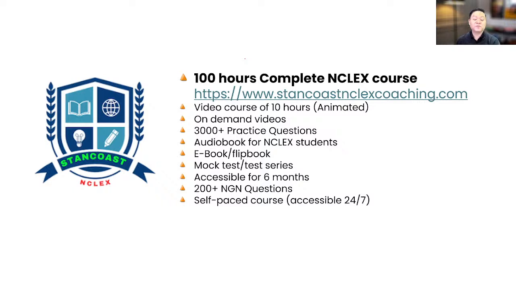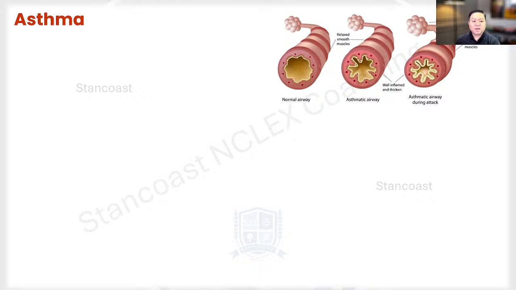Now, we are going to focus today on the nursing management for a patient with asthma. So let's get started. Now, here we go. We are looking into the different photos about the terminal bronchioles. Okay, so these are the different appearances, especially when you're seeing a normal airway, a person that may have an asthmatic airway, and also an airway that may look like whenever there is an acute attack.